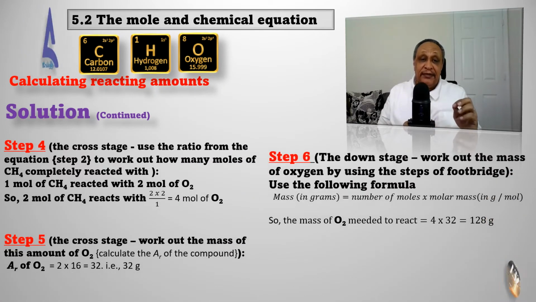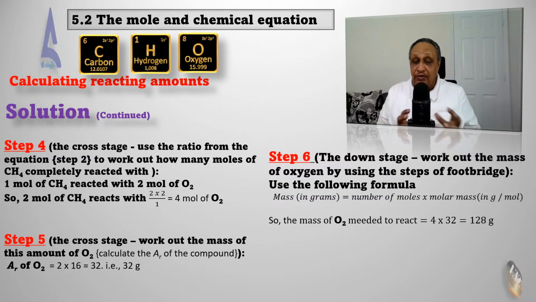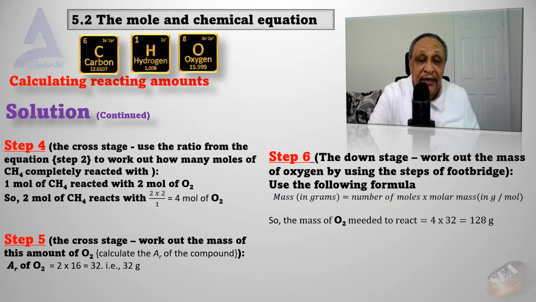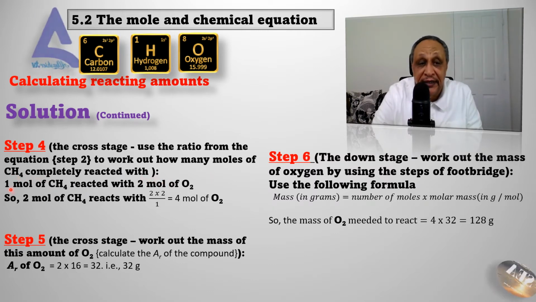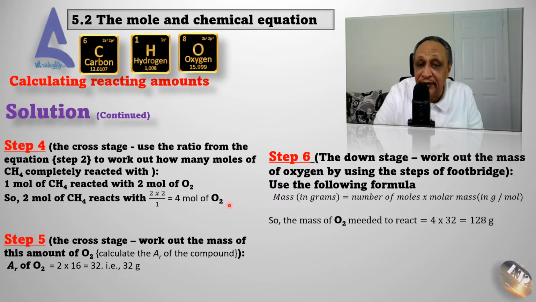Now in step 4, we will work out how many moles of oxygen completely react with the methane. So 1 mole of methane reacts with 2 moles of oxygen. So 2 moles of methane react with 2 times 2, that means 4 moles of oxygen.